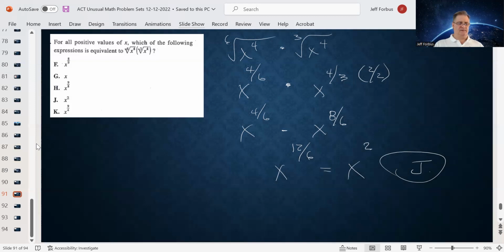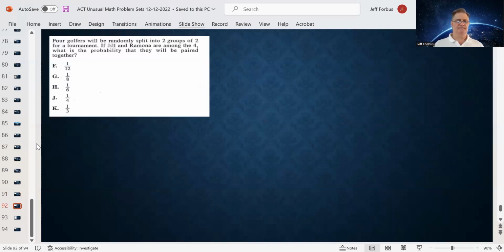All right, got a couple more. So this is an abstract type of problem. You just have to be careful with your logic. So here we go. 4 golfers will be randomly split into 2 groups. They're going to be split into 2 groups of 2 for a tournament. If Jill and Ramona are among the 4, what is the probability that they will be paired together?